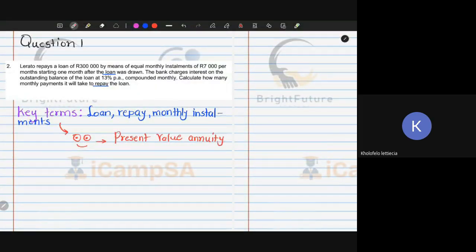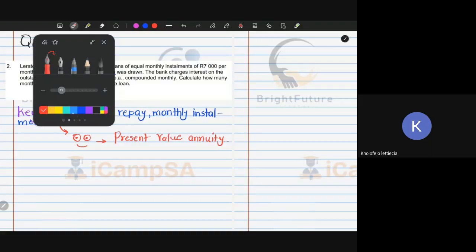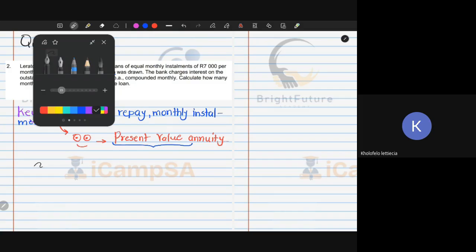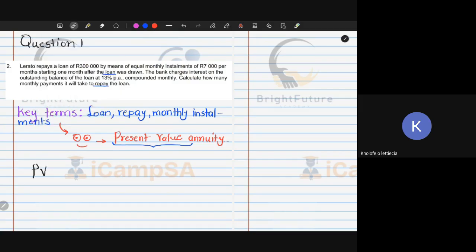Because of the keywords. The keywords are the ones that are telling us it's a present value annuity, not a future value, because we are not talking saving, investment, retirement. And once you conclude that we have a present value annuity, you should now remember your formula. P, which is the present value. They usually write it in a subscript. It will be X into 1 minus 1 plus.